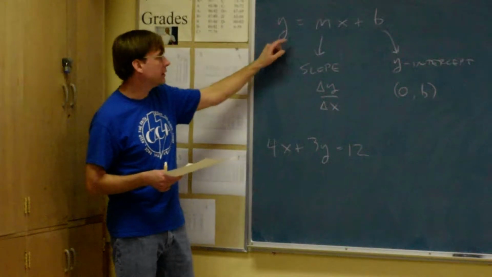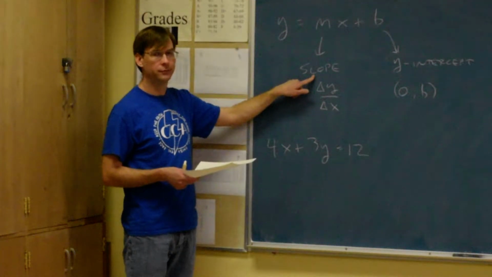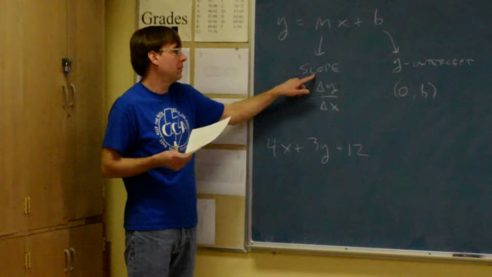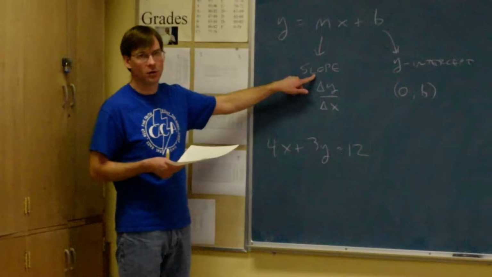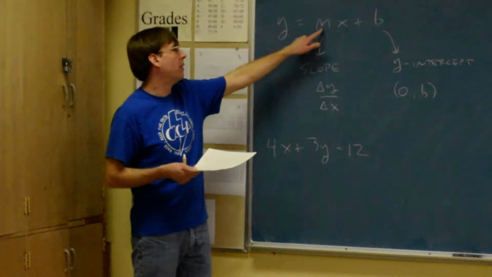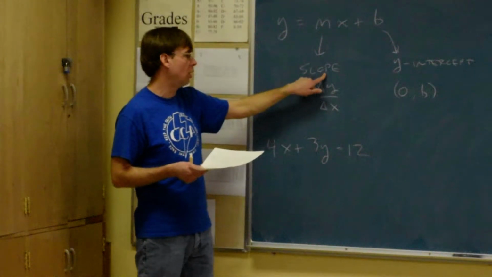I have no idea why they picked the letter m to represent the slope. Maybe S for slope would make sense to me, but maybe this has something to do with Greeks and history and foreign languages or something. I don't know.